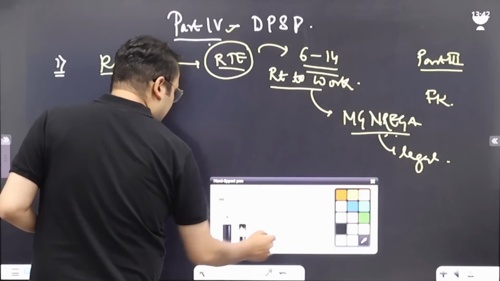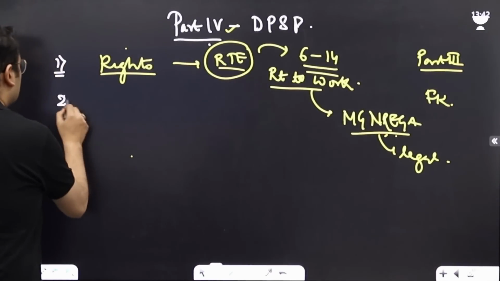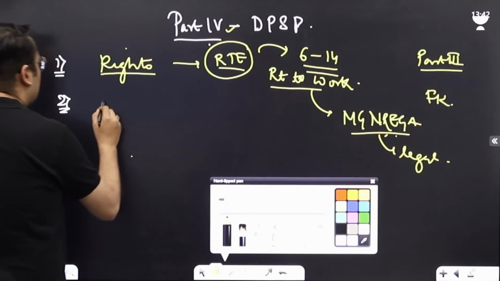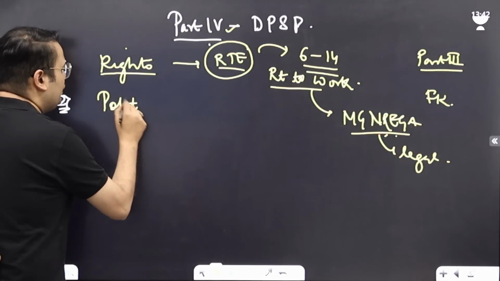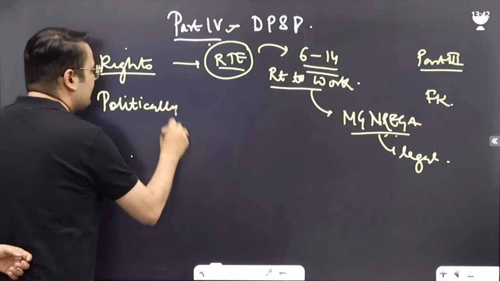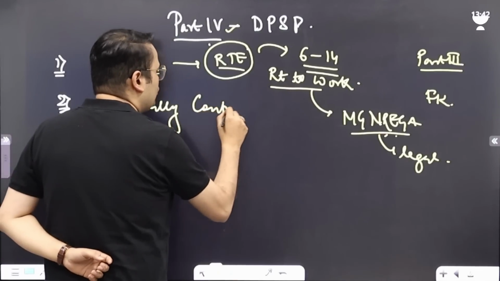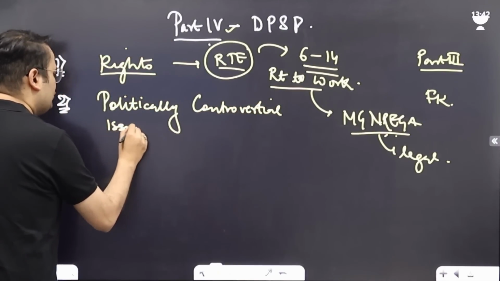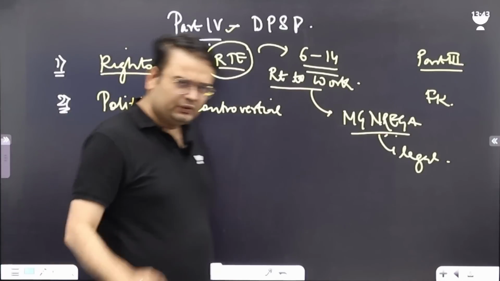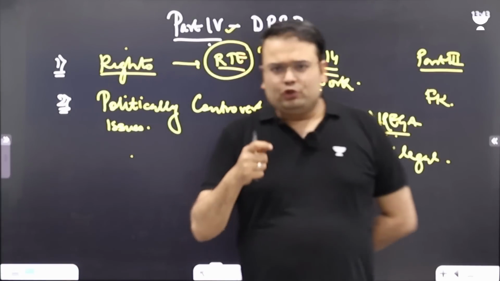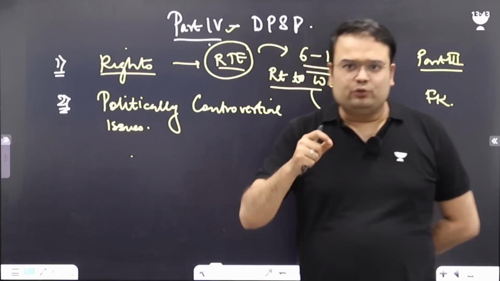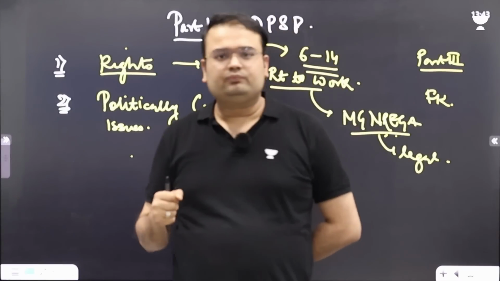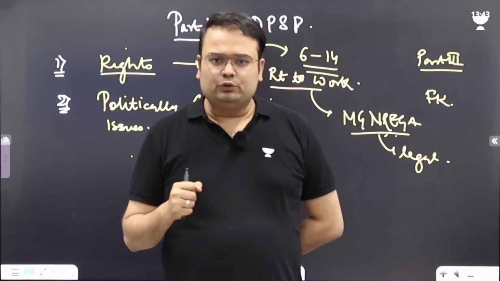Fine. The second reason why we needed DPSPs was so that we are able to keep some politically controversial issues. समझते हैं इसको. So when you talk about an issue like Uniform Civil Code, at the time of independence it was a very controversial issue. Why exactly was it a controversial issue?